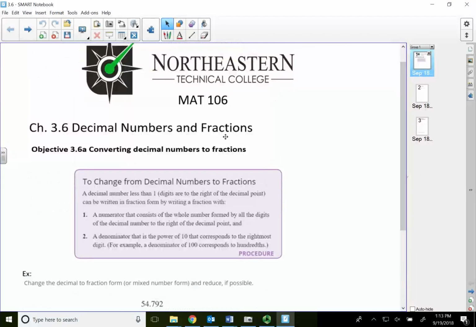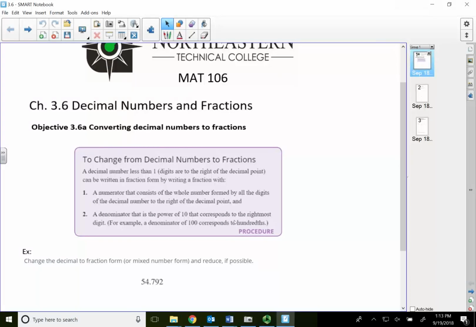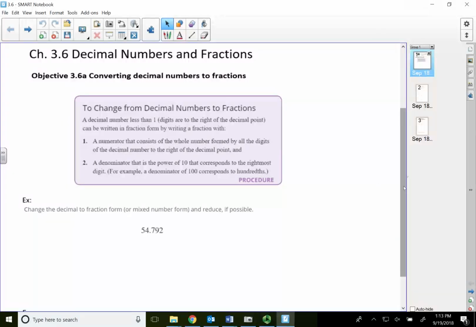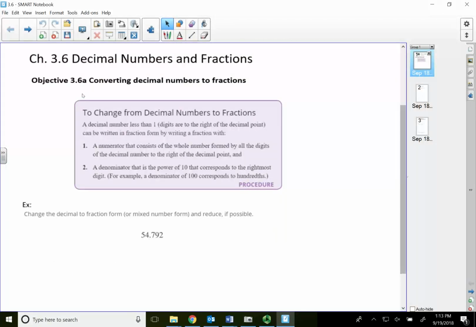So when we are able to turn any fraction into decimals, we call those the rational numbers. Irrational numbers simply means decimal numbers that cannot convert back into a fraction. So in this video, in module 3.6, we're going to take a look at how we can convert back and forth between decimals and fractions.